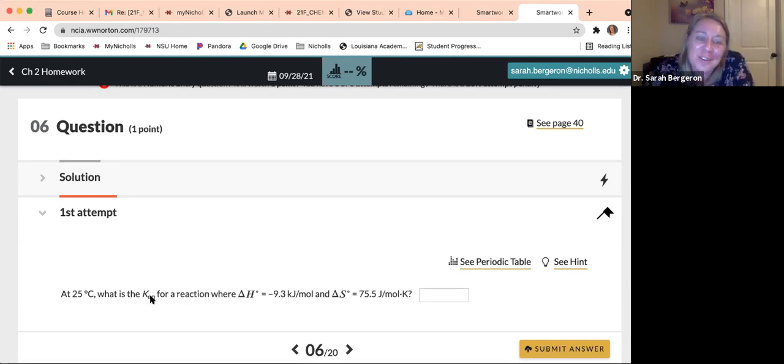All right. So if you're going to solve for K equilibrium, what do you have to do here? How do you know what formula to use? Where are you going to go?